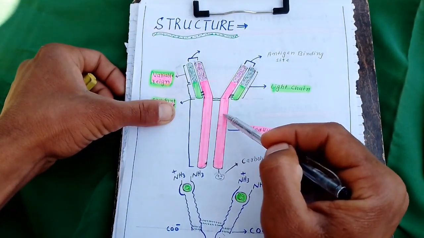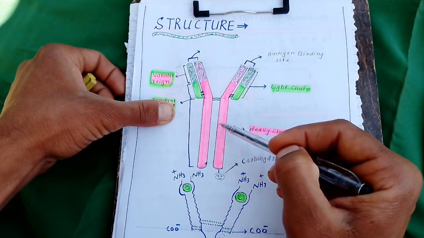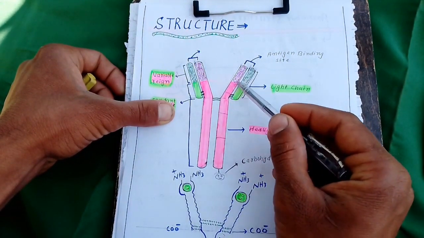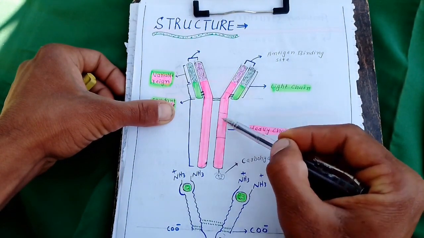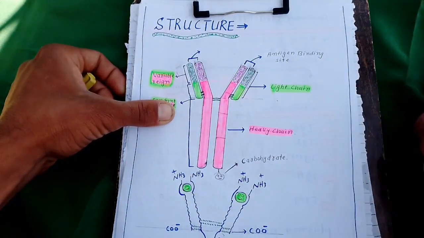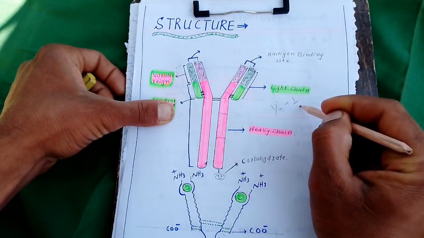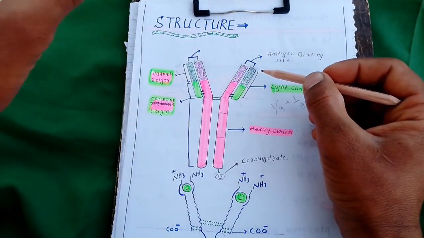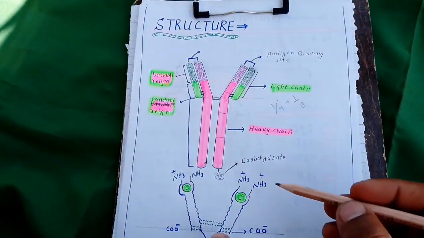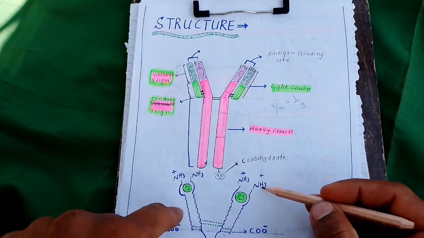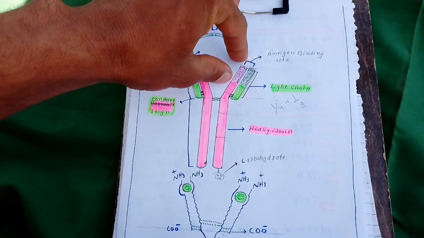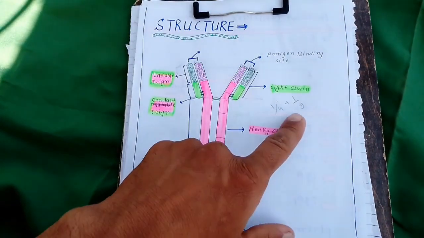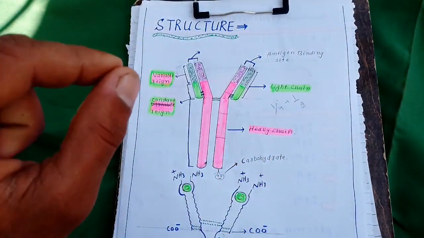When we divide this into four parts: part 1, part 2, part 3, part 4. One quarter of the heavy chain plus one half of the light chain make the variable region, at the amino terminal. This is the amino terminal. The variable region is made from half of the light chain and one part of the heavy chain at the amino terminal.